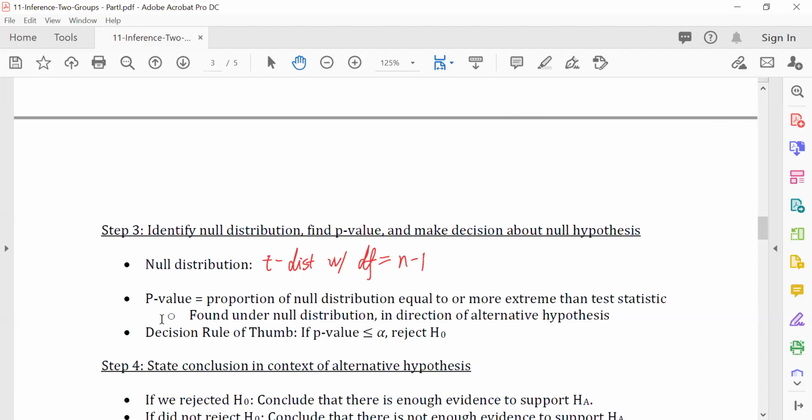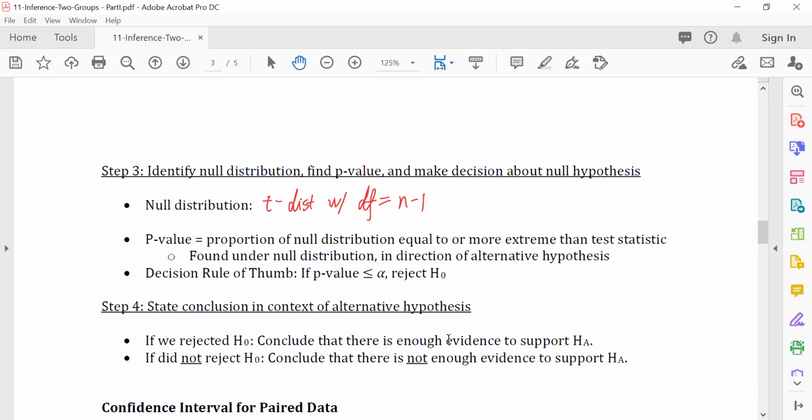Then you are going to find the p-value. We have talked about how to find p-value. It's going to be the same. It's found under the null distribution in the direction of alternative hypothesis. Then we make decision about our null hypothesis based on this rule of thumb. If p-value less than or equal to alpha, then we reject H null.